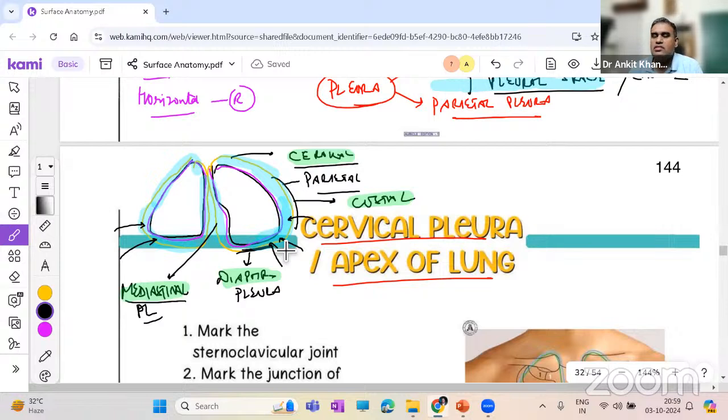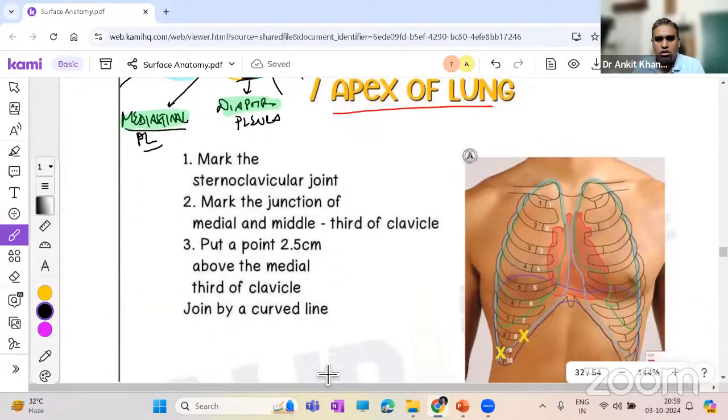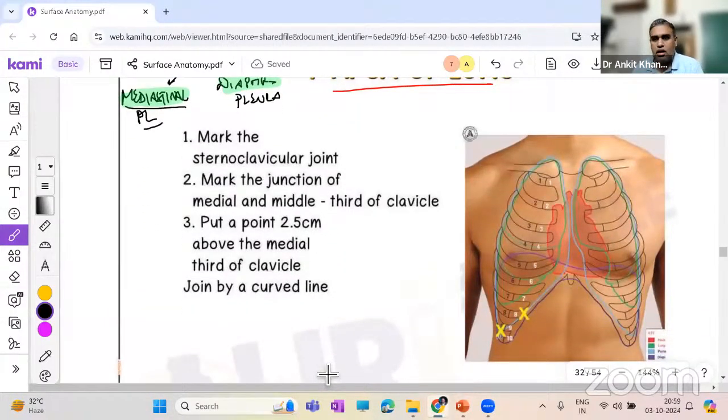Therefore, we should know the surface marking. I told you the basic anatomy first, because going straight to surface anatomy without understanding what it actually refers to will not make much sense. Now let's see some points of the cervical pleura, or apex of the lung, at the top. How to mark some points over here.